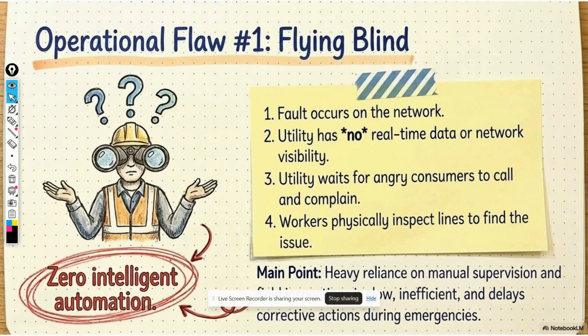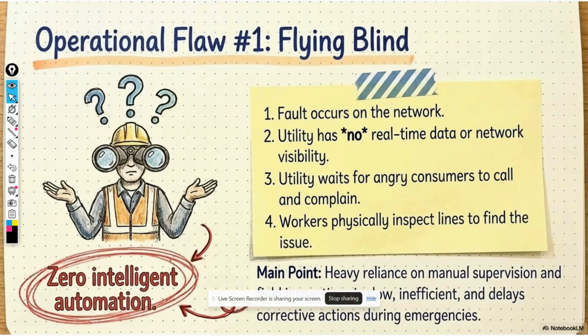Now you can think of a modern hospital. It may have advanced medical equipment, but if doctors and nurses cannot monitor patients properly or respond quickly during emergencies, patient care will suffer. Similarly, a power system also requires continuous monitoring, quick decision making, automation, and real-time information. Unfortunately, the conventional grid lacks these capabilities. Now let us understand each operational problem one by one.